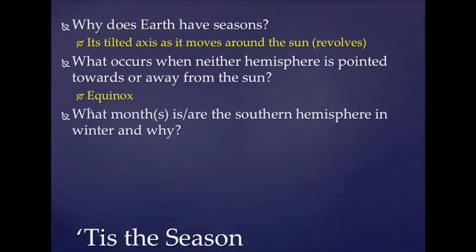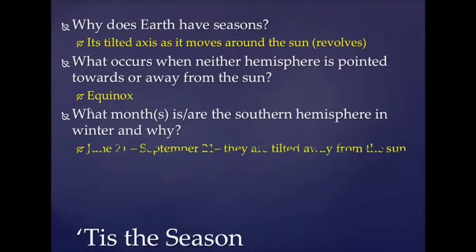What month or months is the southern hemisphere in winter, and why? Well, they're going to be in winter from June to September because they're tilted away from the sun. Remember, whatever the southern hemisphere has is the opposite of what we have. So we have summer during these months, they're going to have winter. And it all comes from the tilt of Earth's axis.